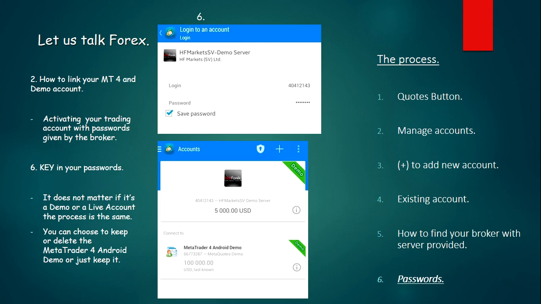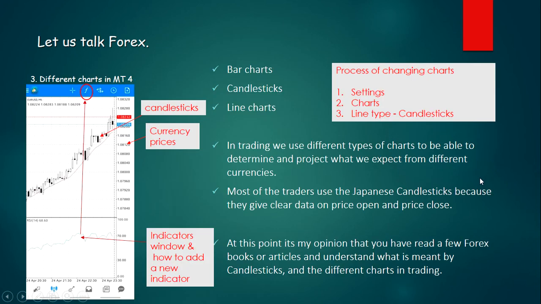After that, go ahead and key in your passwords. It does not matter if it's a demo or a live account, the process is always the same. You can choose to keep or delete the MetaTrader for Android demo or just keep it. Okay guys, it's all up to you. So that completes the first step of logging into your MT4 with your mobile phone. Let's go on to the next process, how to use the MT4.